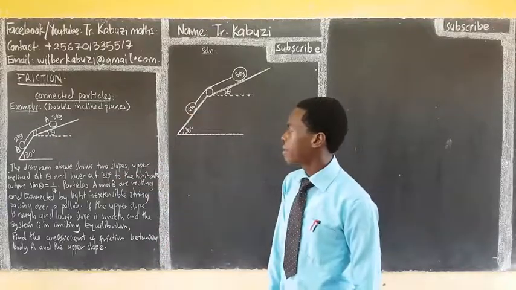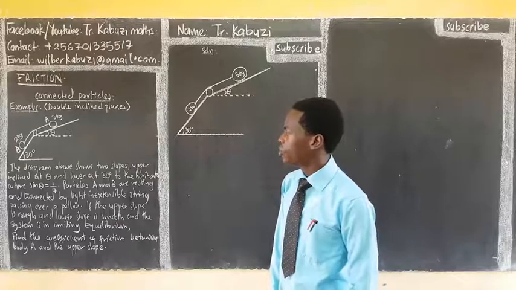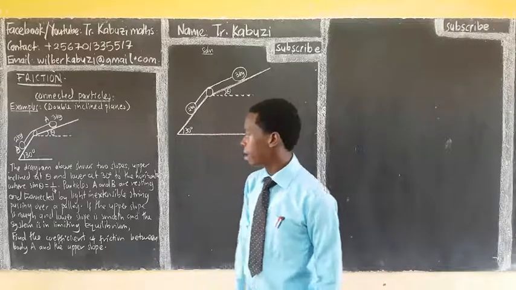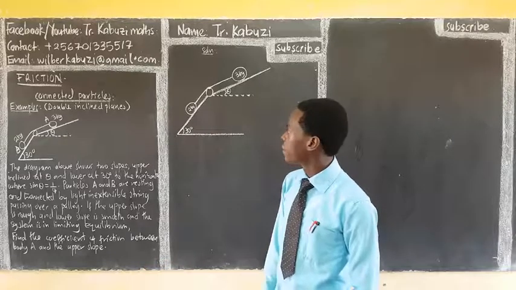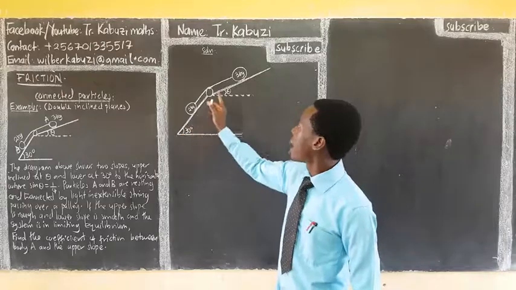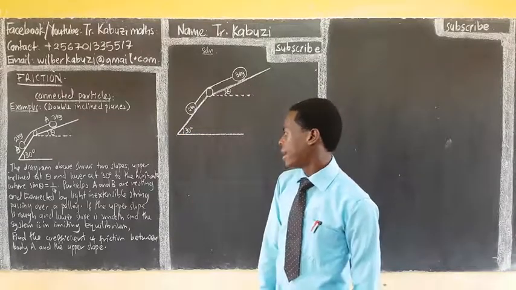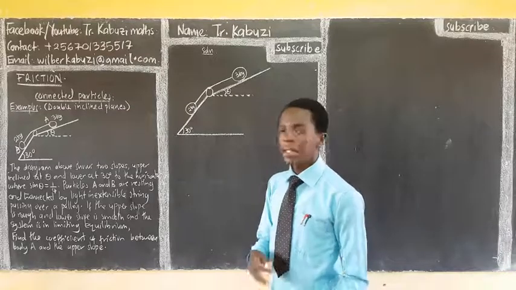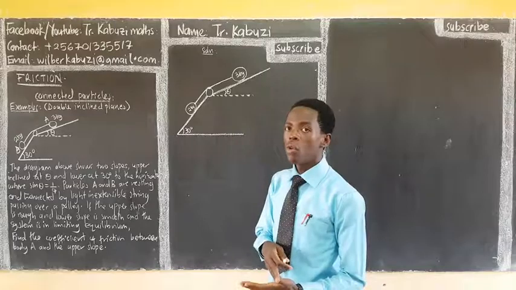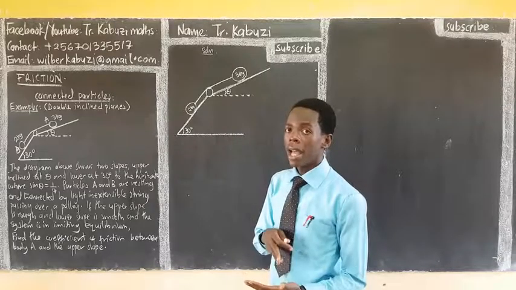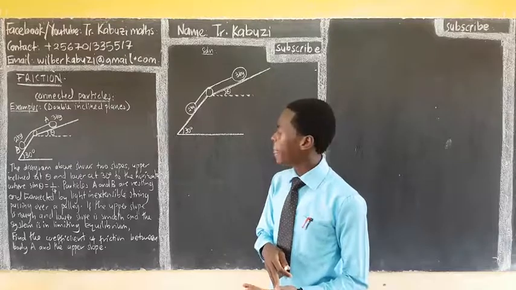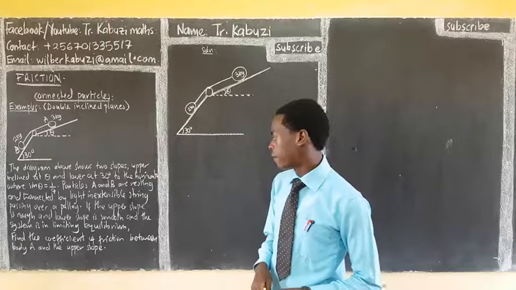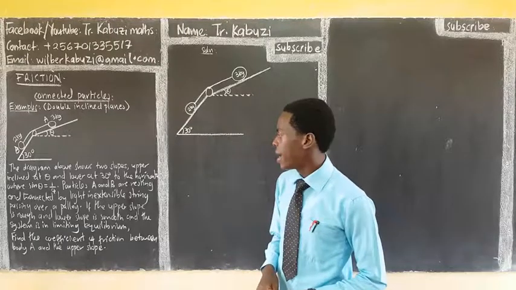Particles A and B are resting and connected by a light inextensible string passing over a pulley. If the upper slope is rough and the lower slope is smooth, so this one is smooth and this one is rough, and the system is in limiting equilibrium. Limiting equilibrium means the body is about to move, but the frictional force has already reached its maximum, but the body is still at rest, but it's about to move. Okay, find the coefficient of friction between body A and the upper slope.